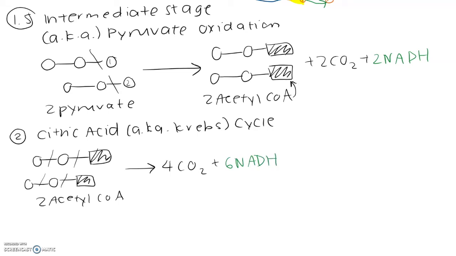We're also going to make another carrier that's known as FADH2, and we're making 2 of those, 2 FADH2s. And then finally, we are making some ATP. Oops, let's make it red. So 2 molecules of ATP. Now again, this is made through substrate level phosphorylation.